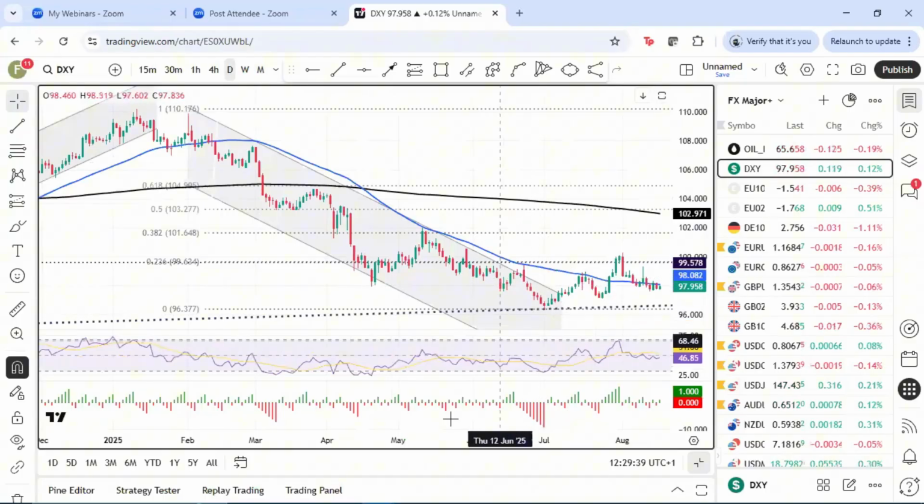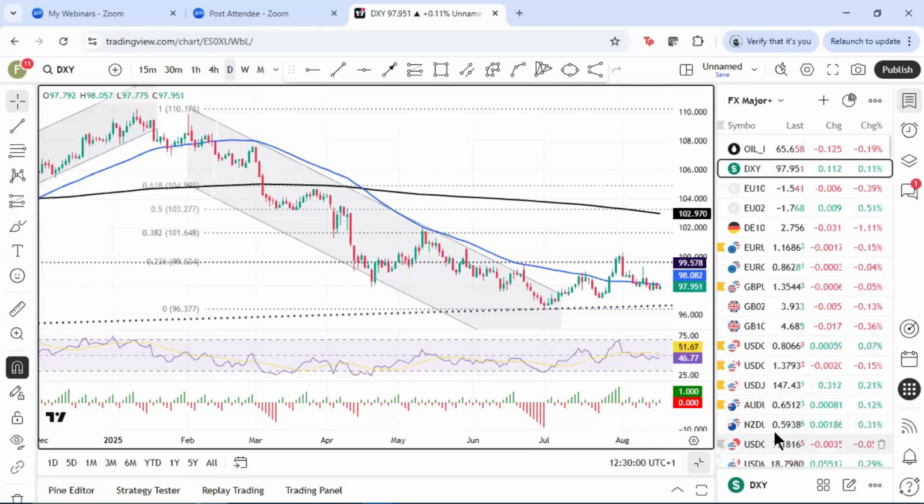Obviously, if Powell pushes back against rate cut bets, then you should probably expect some support in the dollar. We should push above there, although that resistance zone around 99.57, 99.63 looks fairly decent at the moment.